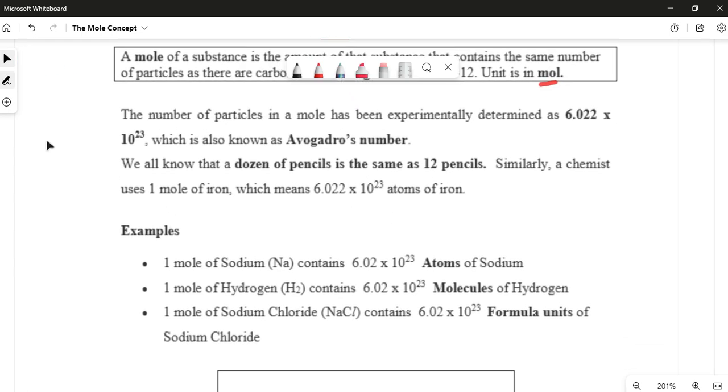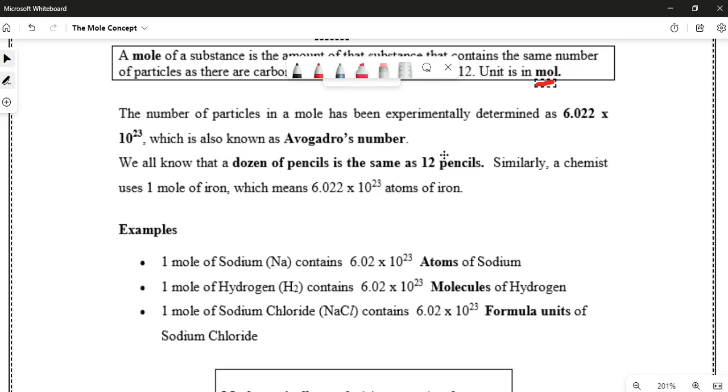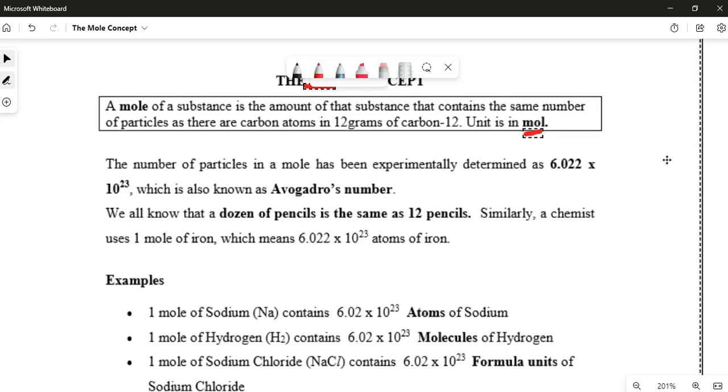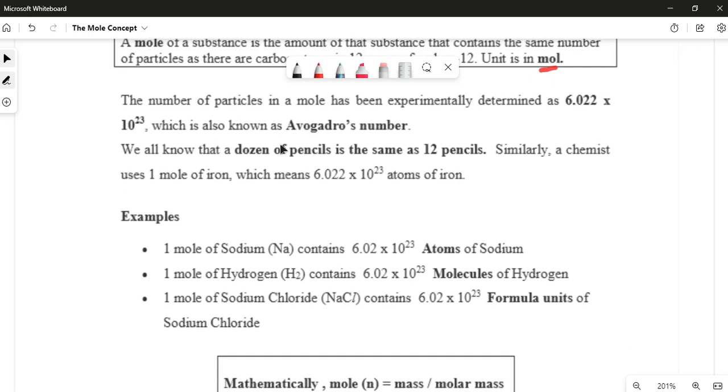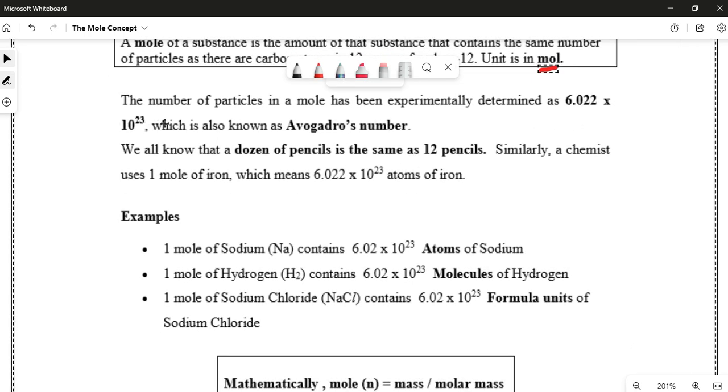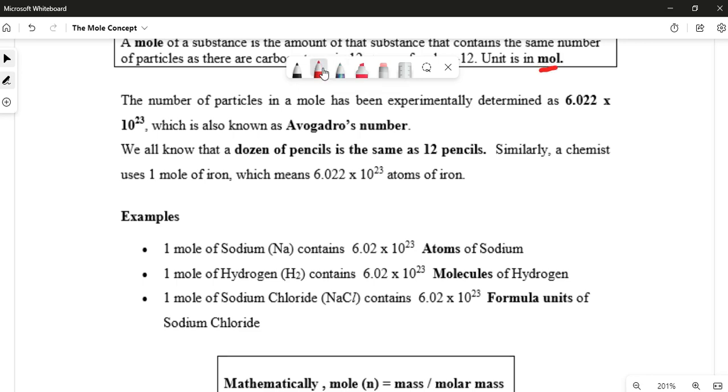The number of particles in a mole has been experimentally determined as 6.022 times 10 raised to the power 23, which is also known as Avogadro's number. When we say a dozen, we know that it's 12. Similarly, when we say a mole, it is always going to be 6.022 times 10 raised to the power 23. So it could be atoms, molecules, or formula units. It depends on what you're trying to imply.